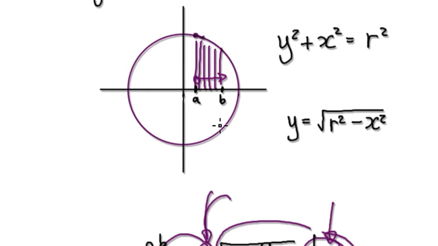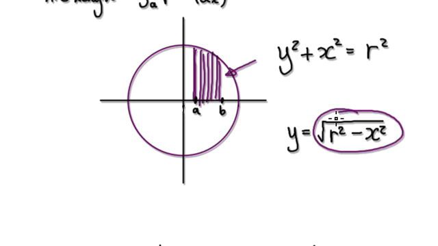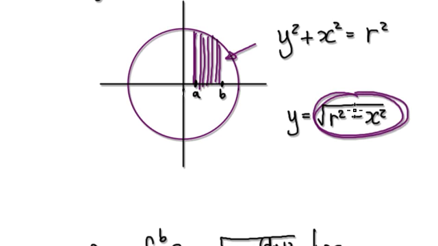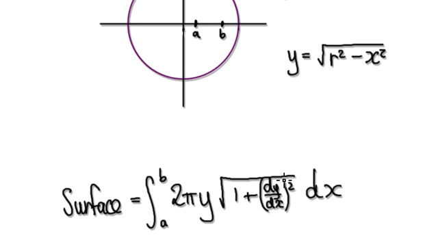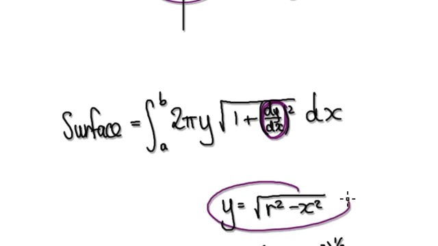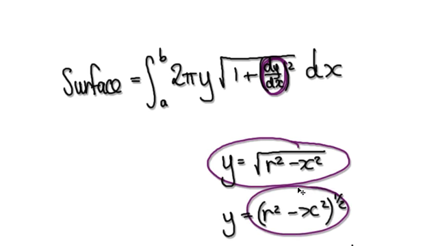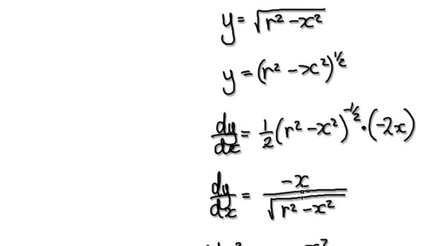So this here is your height. As you're moving from A to B, you're always going to need the height. Well, the height is given by this y value here. Looking back at this, to work out the surface area, you need to find dy by dx. Y is given by this, and then dy by dx is given by this.